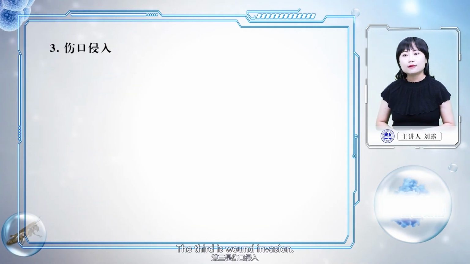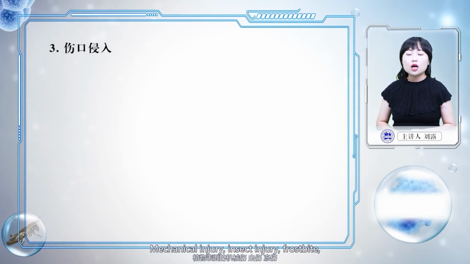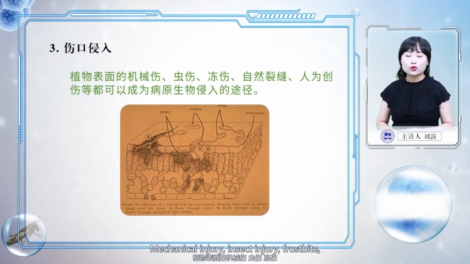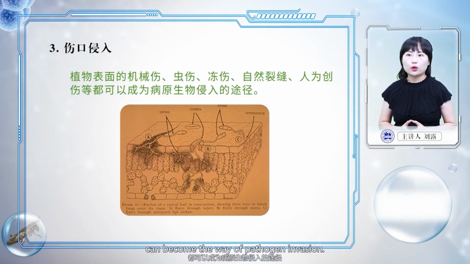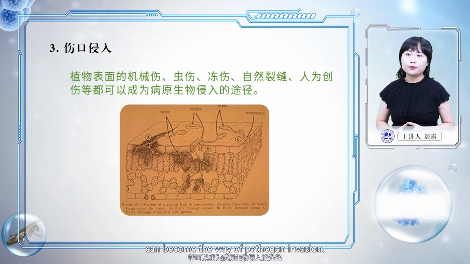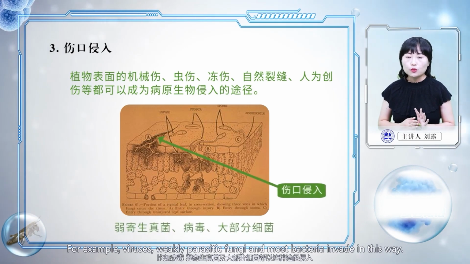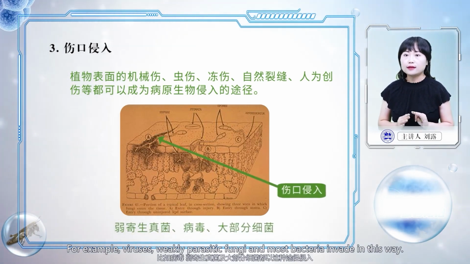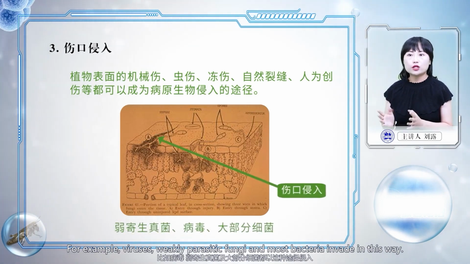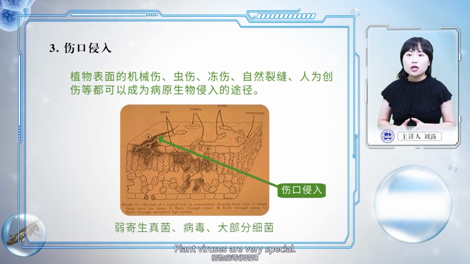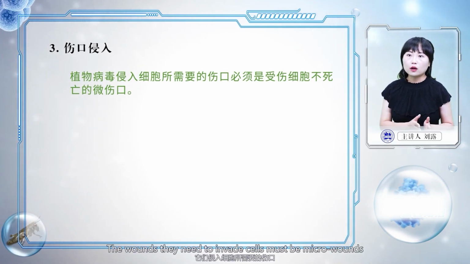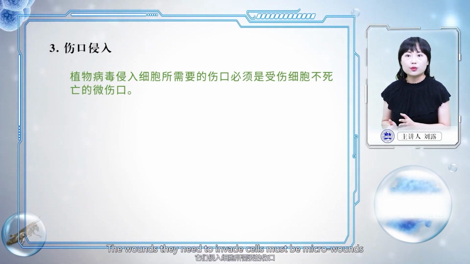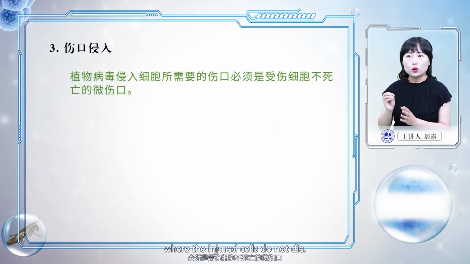The third is wound invasion. Mechanical injury, insect injury, frostbite, natural cracks, and artificial injury on the surface of plants can become the way of pathogen invasion. For example, viruses, weakly parasitic fungi, and most bacteria invade in this way. Plant viruses are very special. The wounds they need to invade cells must be micro-wounds where the injured cells do not die.